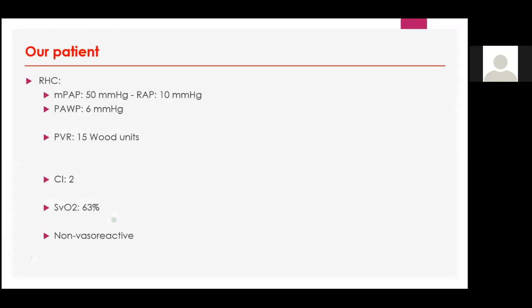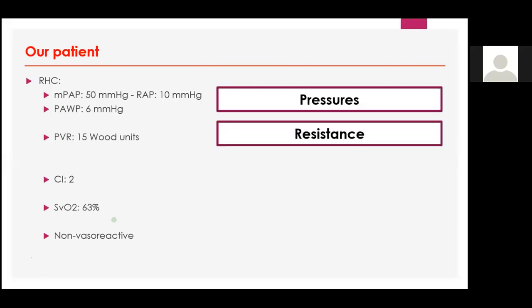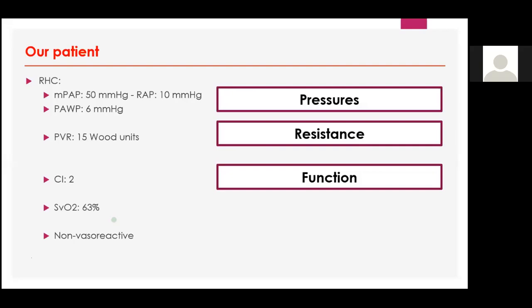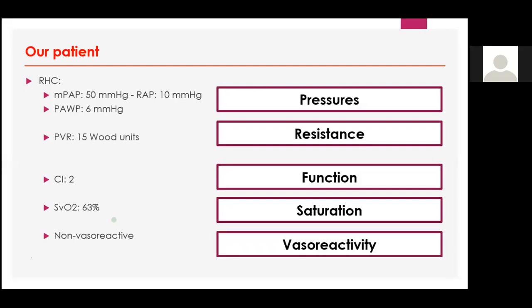So back to our patient, his right heart cath showed a mean pulmonary artery pressure of 50, right atrial pressure of 10, and a pulmonary artery wedge pressure of 6. Remember this value, you know that it is not due to left heart disease. So we comment about the pressure. We comment also about the resistance. The pulmonary vascular resistance was elevated, reaching 15 Wood units. The cardiac index was borderline, and mixed venous oxygen saturation is low, reaching 63%, and our patient was non-vasoreactive.